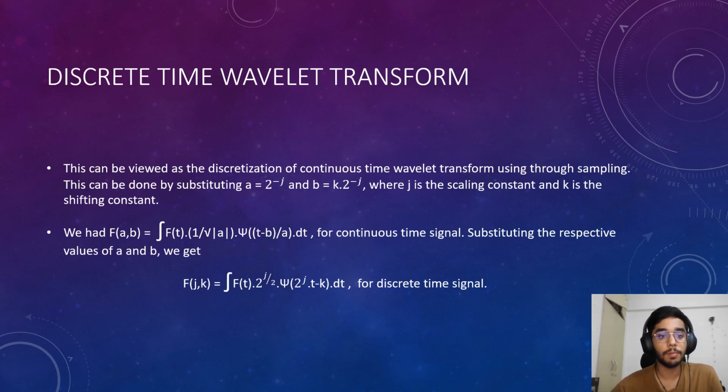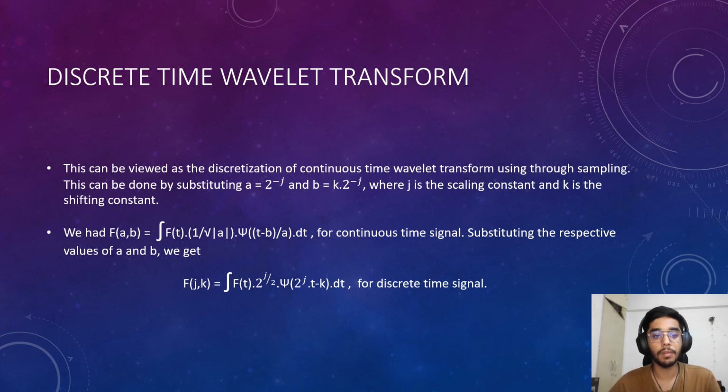Now, the second type of wavelet transform is the discrete time wavelet transform. This should not be viewed as the wavelet transform of a discrete time signal, but it should be viewed as the discretization of the continuous time wavelet transform. The discretization is done through a sampling process. We need to perform critical sampling so as to get the desired results in discretization.